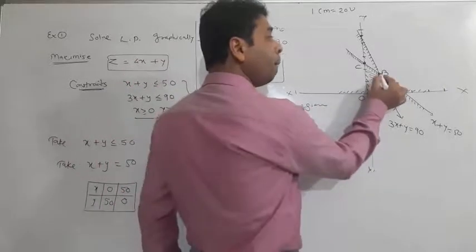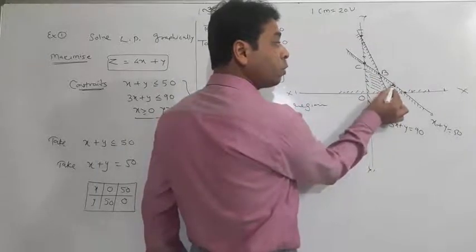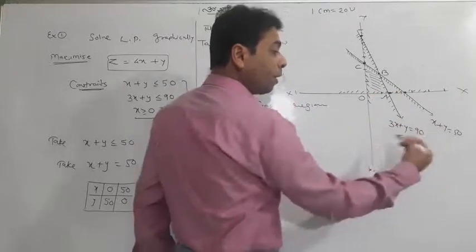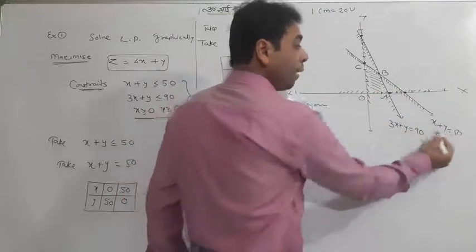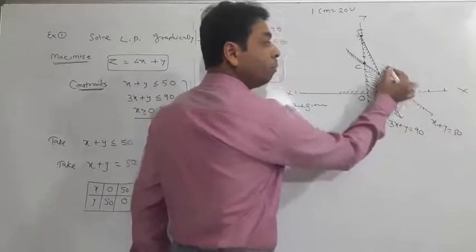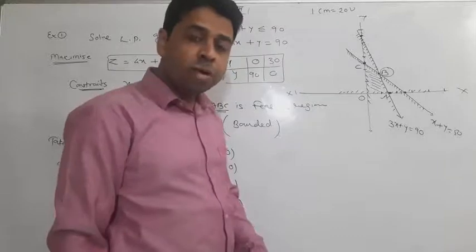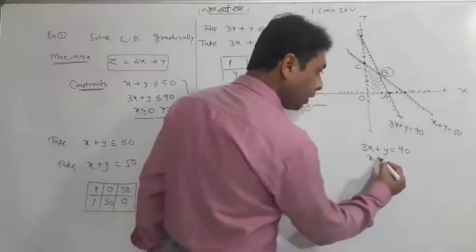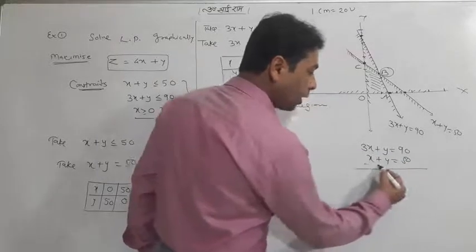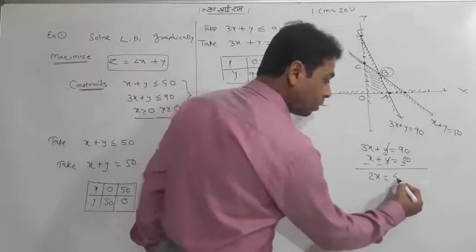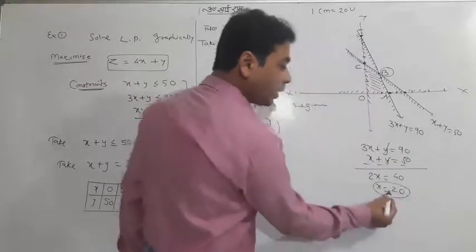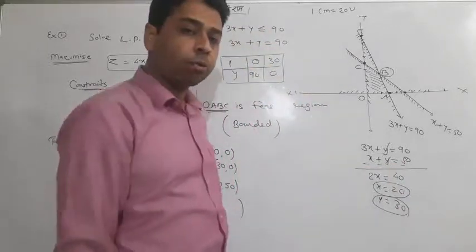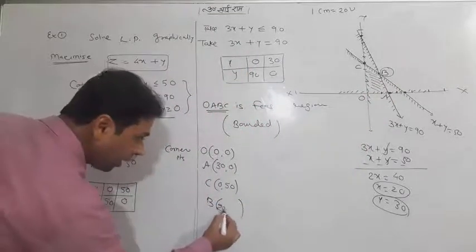Look at B. B is the intersection point of these two lines. Please try to hear me. So in rough copy, we will find the intersection point, which is actually B. So 3x plus y equal to 90 and x plus y equal to 50. I will solve them. Subtracting, y cancels, and we get x equal to 20. When x equal to 20 is put here, y will be 30. Wow, it was so easy. x equal to 20 and y equal to 30. So we have got B (20, 30).